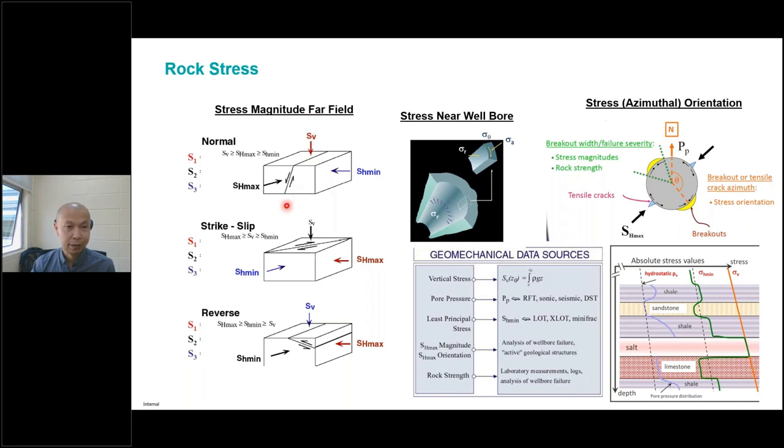the vertical stress is the highest, but in other cases where the tectonics are quite strong, you can have two other fault regimes. For example, in the strike slip regime, the highest is not the vertical, the highest is the maximum horizontal stress, followed by vertical stress, and the least is still the minimum horizontal stress. In the extreme case, the overburden stress, the vertical stress, can be the minimum out of the three. So that's in terms of the magnitude.